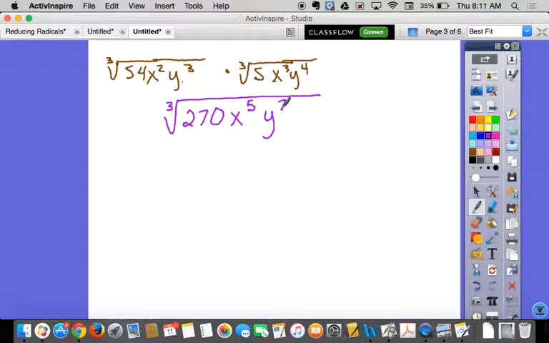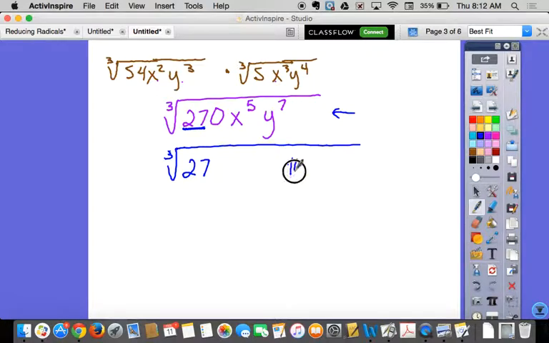Now, hopefully you remember how to reduce radicals. If you don't, then go pull up that other video on reducing radicals, because that's what we're doing right here. You need to separate this. Let's go through the sorting process, because 270 is not a perfect cube. This 27 looks so good. Yes, 27 is a perfect cube, so you could take that and break it up into 27 times 10.